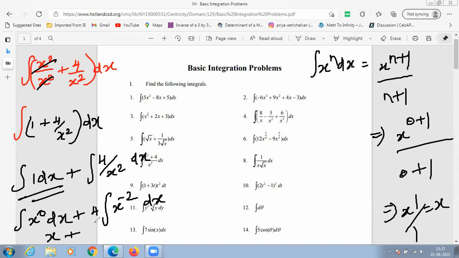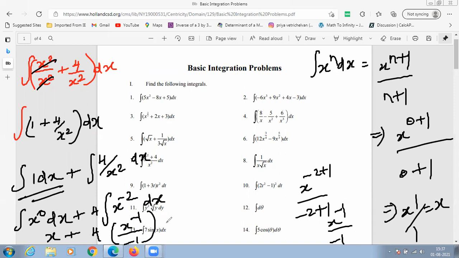So this will be x, and 4 into x power minus 2 can be written as x power minus 2 plus 1 upon minus 2 plus 1, which is x power minus 1 by minus 1. So it's 4 into x power minus 1 upon minus 1. If I simplify this, this can be written as x minus 4 into x power minus 1. So that will be the answer for this, x minus 4x power minus 1. Right? Hope it is clear. We'll move on to question number 8.